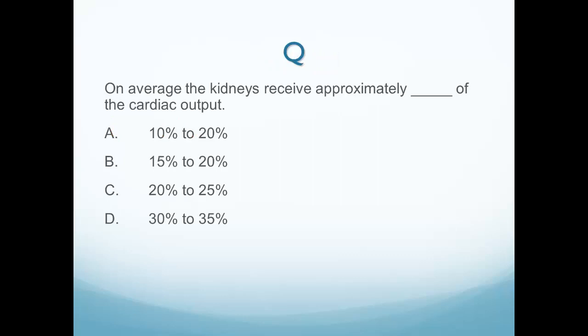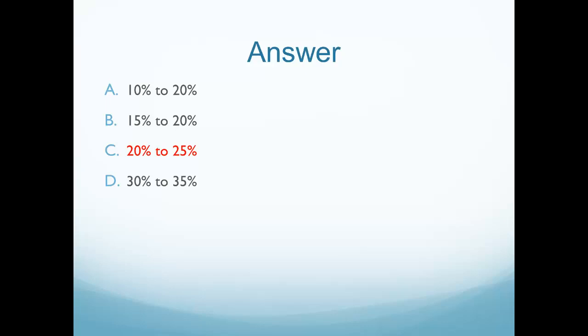On average, the kidneys receive approximately how much of our cardiac output? And if you answered C, 20 to 25% of our cardiac output is filtered through the kidneys. Obviously all of our cardiac output gets filtered through the kidneys at one time or another, but 20 to 25% of the cardiac output, which is coming out of the heart, is going directly to the kidney for filtration, and the other 75 to 80% is going to the rest of the body.